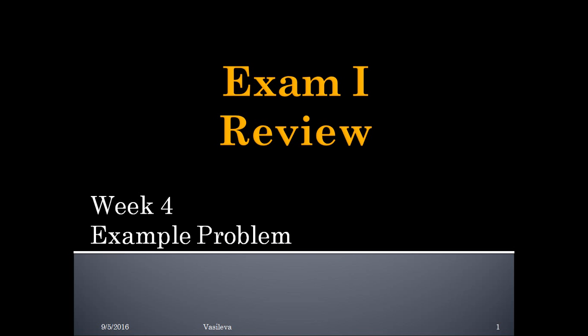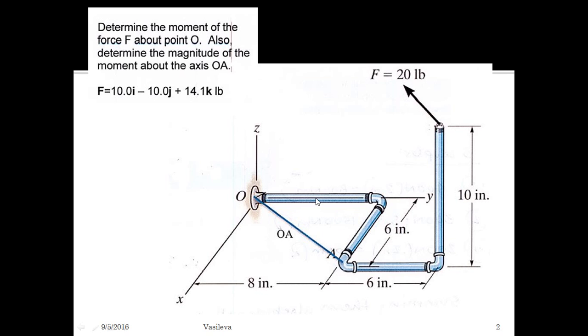Exam 1 review. This is, I believe, a past exam problem, and it's one of the more difficult ones that you will see on an exam, so it's very good practice. The question says, determine the moment of the force F about point O, and also determine the magnitude of the moment about the axis OA. So I'm going to break it down.